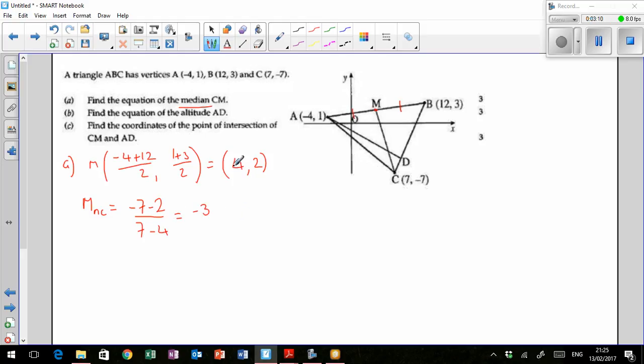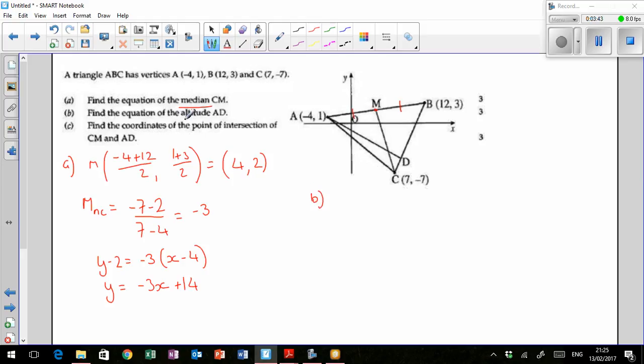And from there, we've got 2 points on the line. We've got C or M. I would use this point M because we've got no negatives. We know the gradient, so it's y minus 2 is equal to minus 3 times x minus 4. So y is equal to minus 3x. Minus 3 times minus 4 will be plus 12, and then adding 2 to both sides will be plus 14. Okay, so that's your median. I'll do all the marks at the end if you just bear with me.